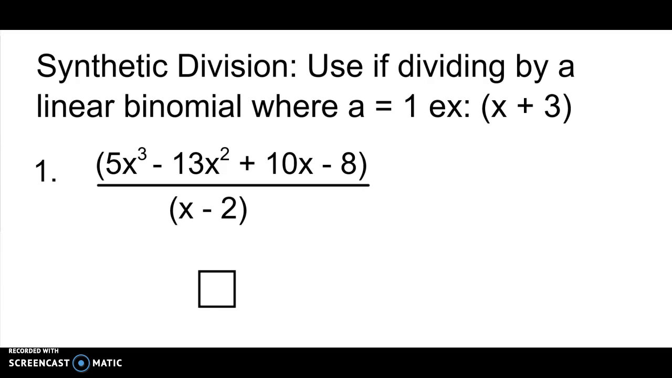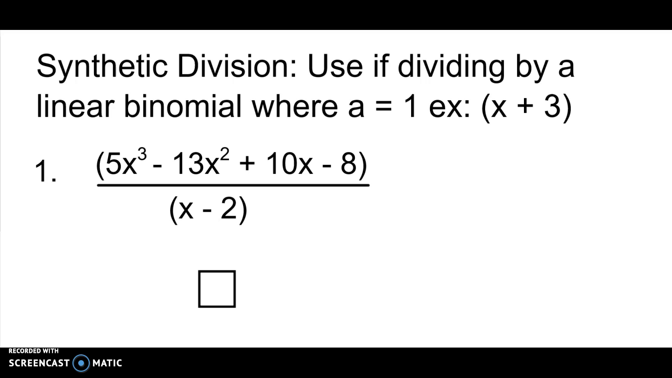It's called synthetic division, but we're only going to use synthetic division when we're dividing by a linear, what does that mean? Straight line. Largest exponent is 1. There's no squares, there's no cubes, there's no fourths or fifths. Binomial, what does binomial mean? 2 terms, so like x plus 4, x minus 3. Where a, in other words, the coefficient is 1. I would write that down: a linear binomial where a is 1.